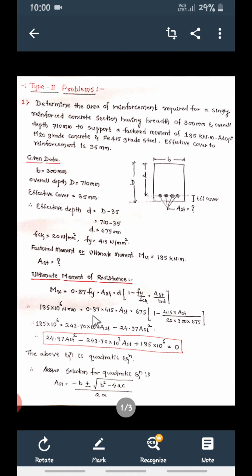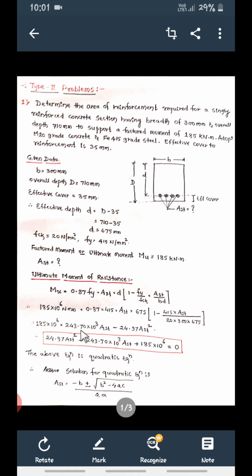Then 0.87 Fy, 415, and the area of steel we have to calculate; d, effective depth, 675, into bracket 1 minus Fy 415 AST divided by FCK B into D. Substitute all the values except AST and simplify. First calculate this quantity, then multiply it by 1, and we get 243.70 into 10 to the power of 3 AST.